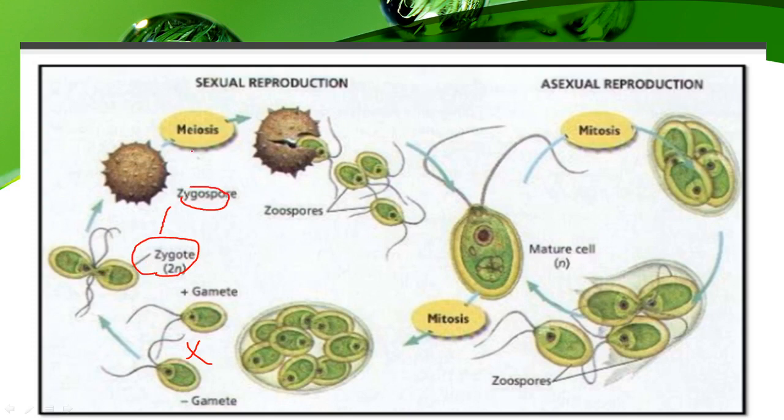And this zygospore again undergoes meiosis division and the result is the formation of many new zoospores. That way of reproduction is called sexual reproduction. The second way is called asexual reproduction, where there is no formation and fusion of gametes. The parental organism directly undergoes mitotic division and there is a formation of many zoospores. Again these zoospores develop into a new plant body, that is, new organisms are formed.